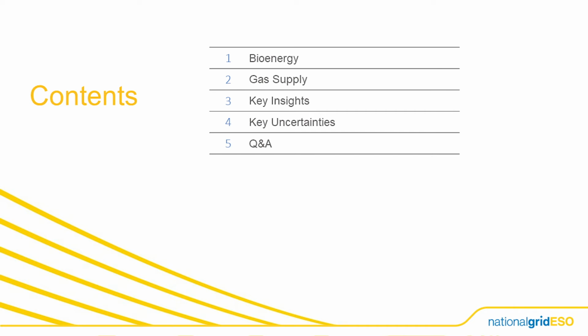My name is Robert Gibson and I am the Whole System and Gas Supply Manager at National Grid ESO. What I'm going to go through in this presentation is the bioenergy required across the four scenarios, as well as look at how the natural gas is supplied. As part of each of these topics, I will also cover the key insights and the key uncertainties, and then there will be time at the end for a question and answer session.